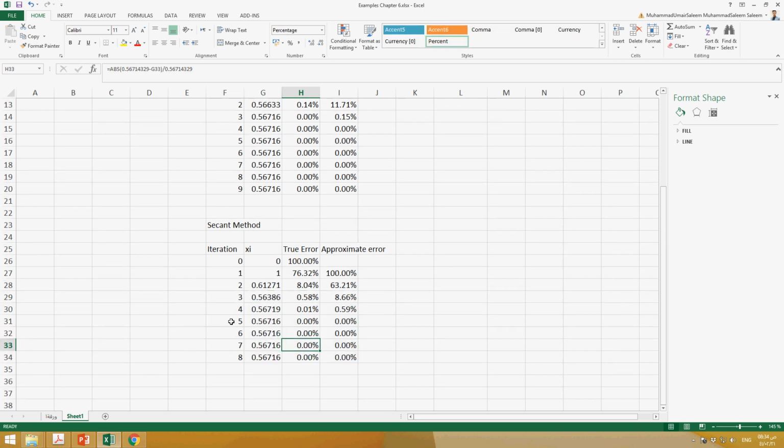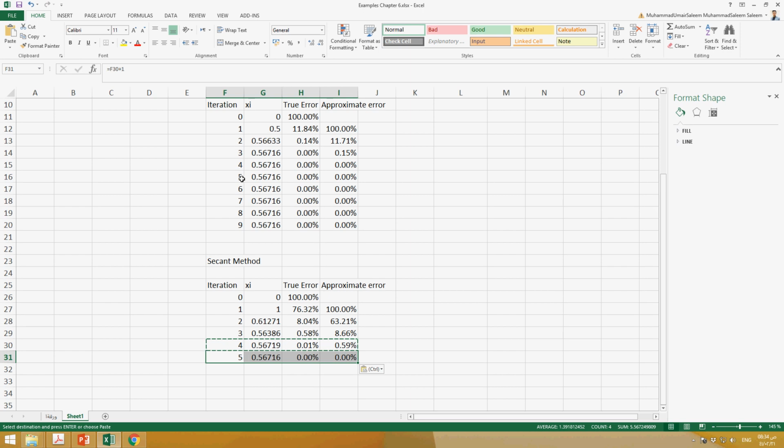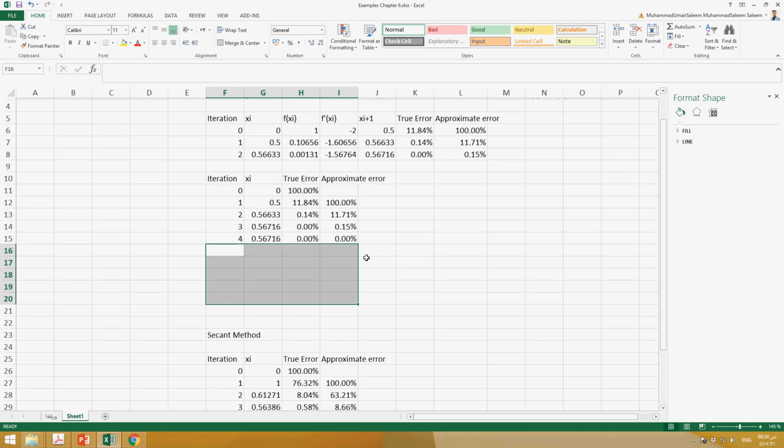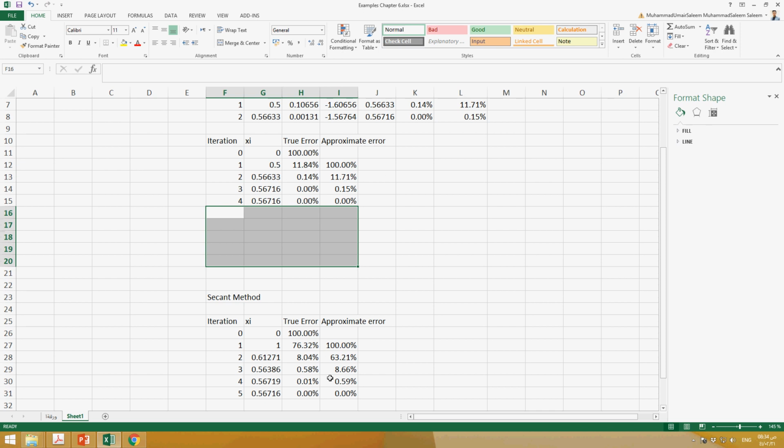So here we can see that at the 5th iteration the solution has converged, and here you can find this solution. So this is the way we can solve the same problem using the secant method, and you can also compare which method is more accurate. For example, the Newton Raphson method is a little bit easier and it converges very fast compared to the secant method, because in the secant method we have a very long expression.